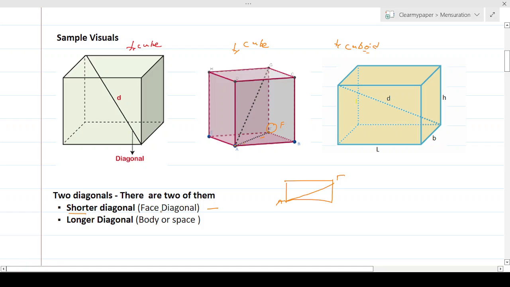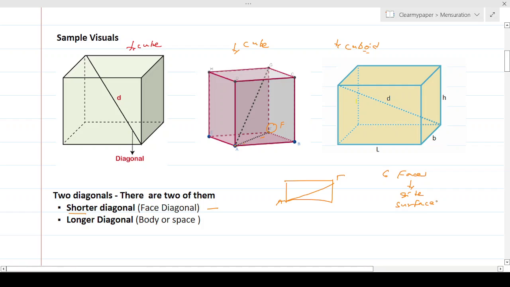In some textbooks, you might also see that it's called a face diagonal, because a cube and cuboid have 6 faces or 6 sides. This shorter diagonal is a part of the same face. It just joins the opposite points of the same face. Face is nothing but a side or a surface. Different words meaning the same thing.